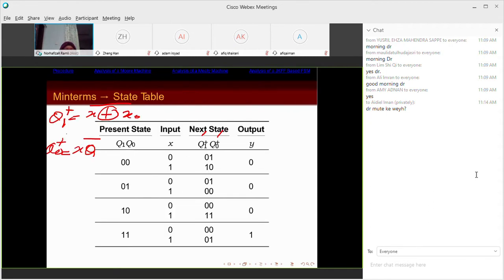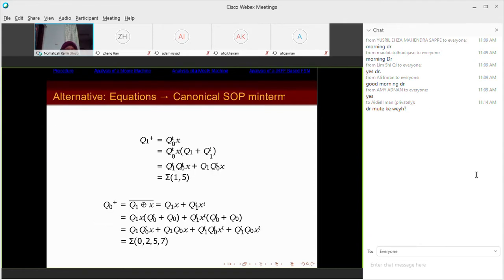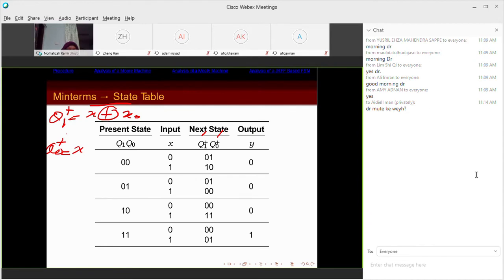No, this is not correct. This part is not correct. So this one is correct: Q0 bar X, that is for Q1 plus. I made a mistake here. This one is Q0 plus, right? This is Q0 plus. And this one is Q1 plus.